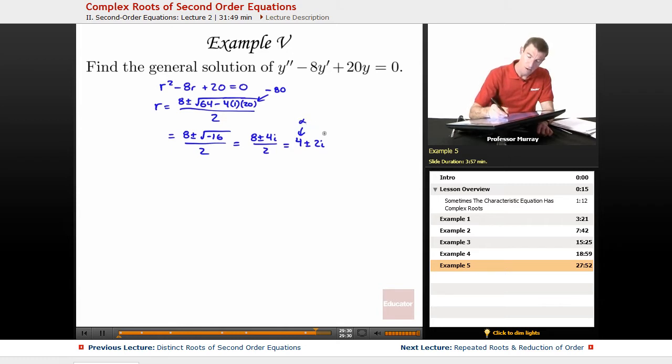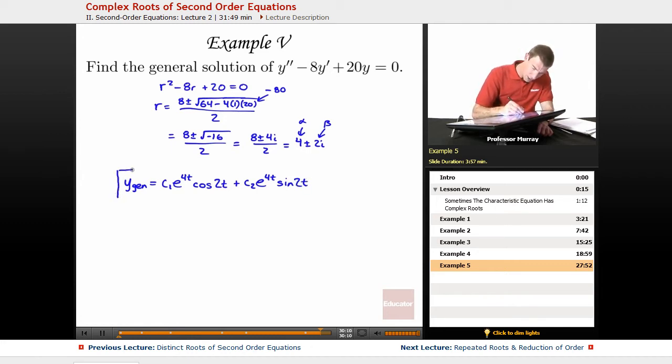The 4 is my alpha, the 2 is my beta, and I'm going to drop the alpha and beta back into the generic form for the general solution that we had back at the beginning of the lecture. So my general solution is C1 e to the alpha t, where alpha is 4, times cosine of beta t, where beta is 2, plus C2 e to the alpha t times sine of beta t.